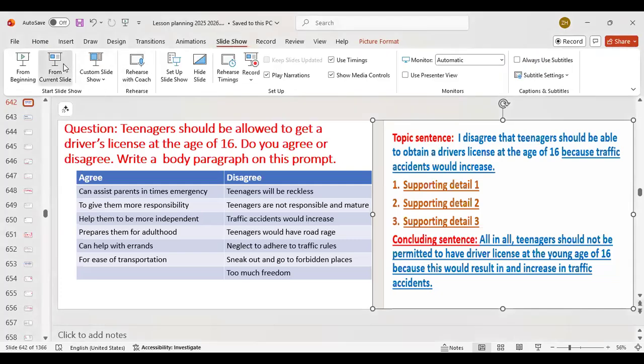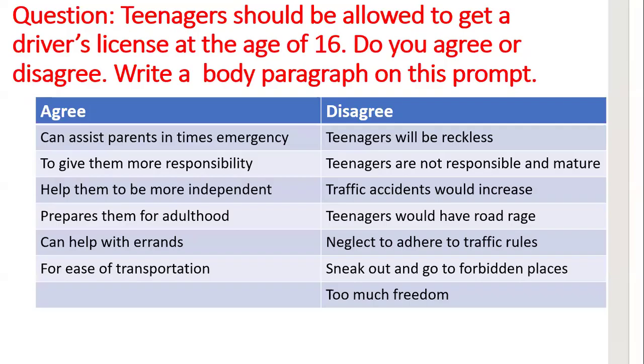Yes, sir. So that's what you want to focus on: the fact that you believe that they should be allowed to do it. So how would I fix your topic sentence? You should start it off like this: I agree that teenagers should be allowed to get a driver's license at 16 because it gives them more responsibility and makes them more independent. So that is going to be your first sentence, your topic sentence, right? Then you could start talking about how they could run errands, they could help in times of emergency, and they could do all that stuff, right? That makes sense? Yes, sir.